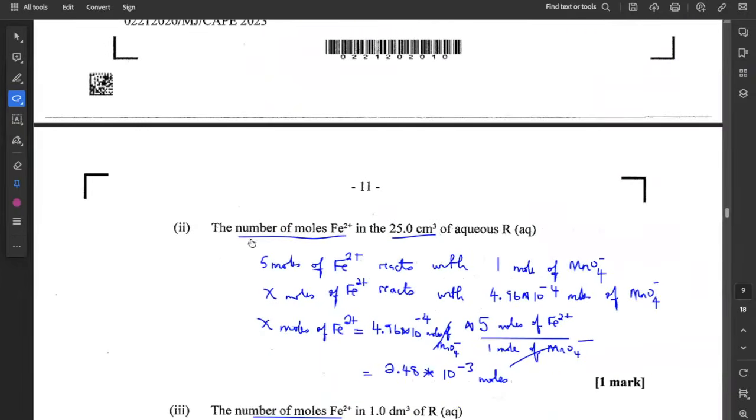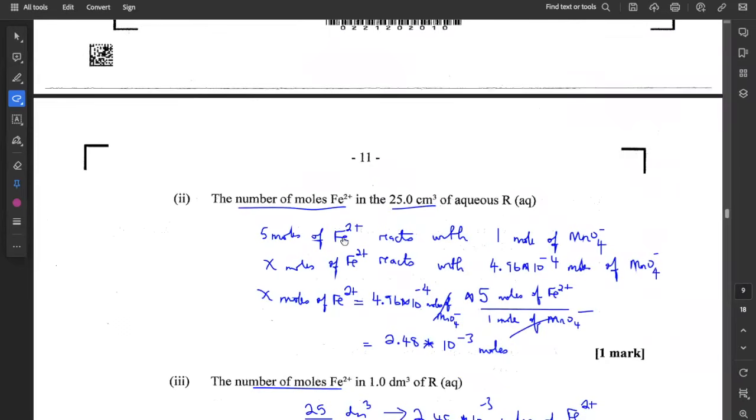And that's exactly what I did down here. I said 5 moles of Fe2+ is going to react with 1 mole of this manganese 7 ion. So X moles of Fe2+ will react with 4.96 times 10 to negative 4 moles. So effectively, I'm just multiplying this number of moles by 5, right? And so when I do that, I come out with a value of 2.48 times 10 to the negative 3 moles as the moles of Fe2+ that were present in that 25 cm cube of aqueous R, okay? So this is my number of moles of Fe2+ here.